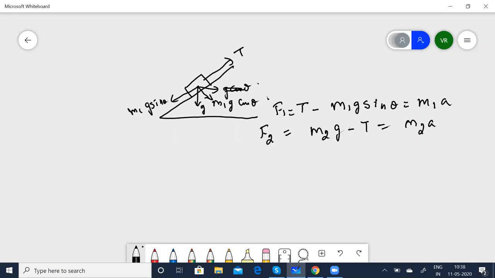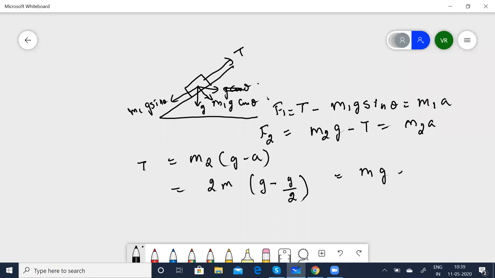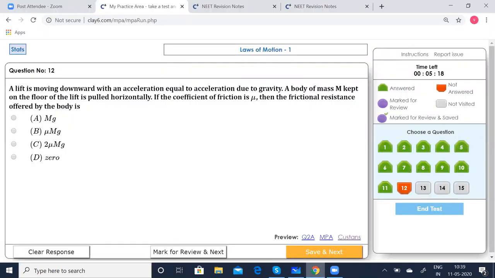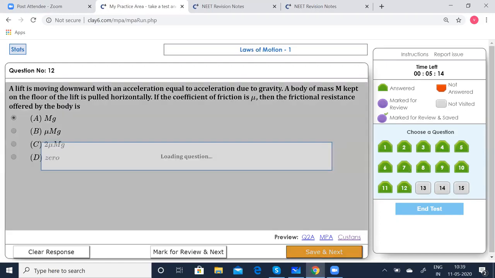Now on solving these two equations, you get T is equal to M2 into g minus a, which is equal to 2M, because mass M2 is given as twice the mass of the first one. So 2M into g minus a, where a is given as g by 2, when you simplify that, you get it as mg. Let's see which option is correct. Mg, first option. Take that, go to the next, the 13th one.